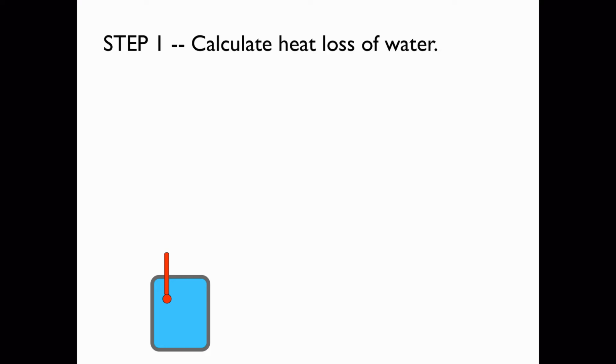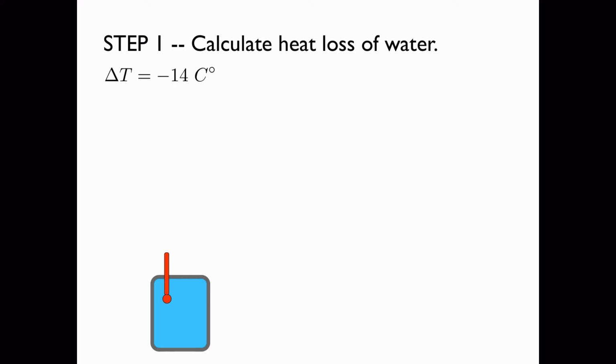Step 1 is to calculate the heat loss of the water that's initially in the calorimeter. After we do this, we can set this equal to the heat gained by the ice cube, that is, the heat required to increase the ice cube's temperature and melt the ice cube, and this will allow us to solve for the mass of the ice cube.